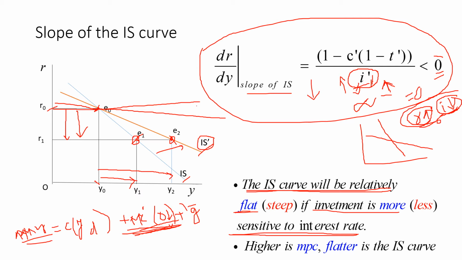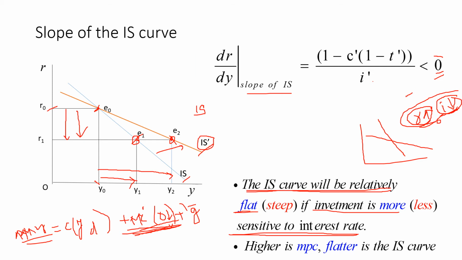So that's the maximum possible sensitivity of the investment function. If the investment function is perfectly, infinitely elastic, then I prime tends to infinity, and therefore the slope tends to 0. So your IS curve is basically horizontal. This is one possible extreme value of I prime. Another possibility is that investment is not sensitive to the interest rate at all.